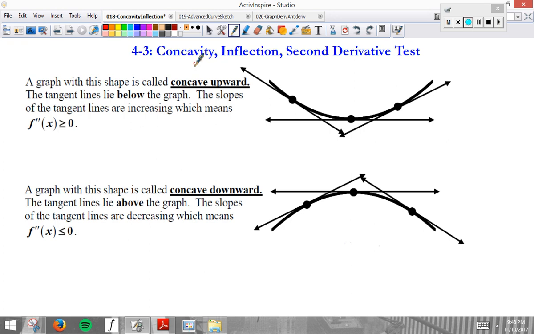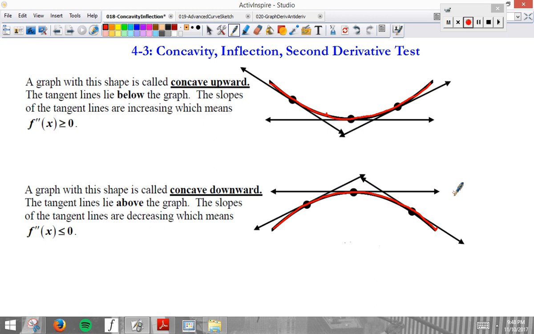So, in this video, let's start off by talking about a graph with this shape. And just to highlight what I'm talking about, we're talking about this upward shaping parabola. And down here, we'll be talking about this downward facing parabola. So, a graph with that upward bowl shape, a parabola type shape, is called concave upward.